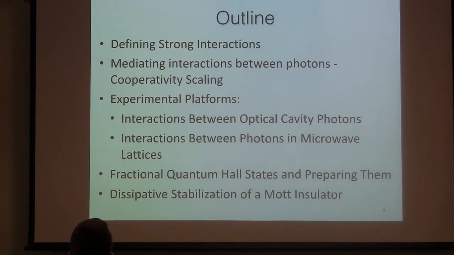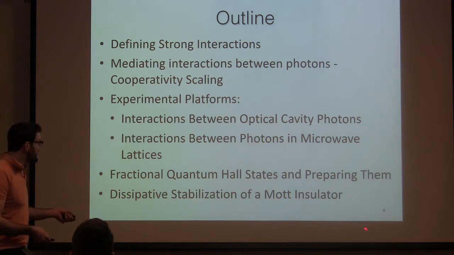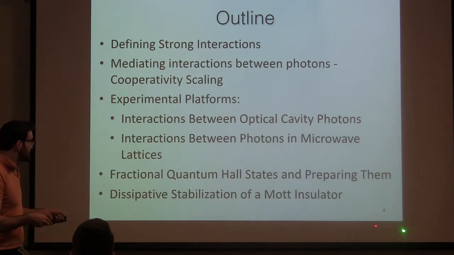There's a bit at the beginning of an introduction on what we mean by strong interactions. Okay? The essential challenge for photons is that they naturally do not interact with each other. If I take two laser pointers, you can see this red one here and this green one here. What happens when the beams cross?